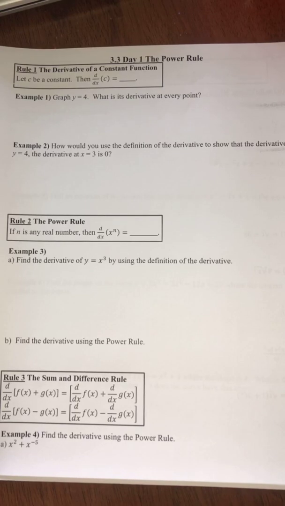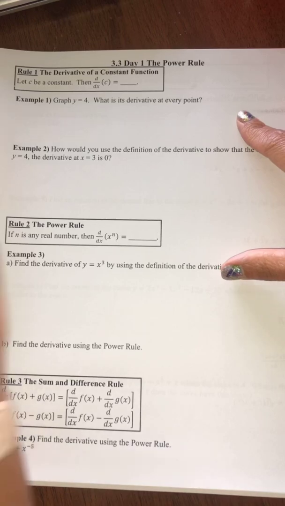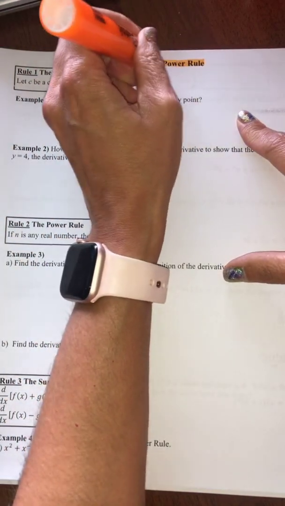Hey guys, so we are on our first lesson, or actually this isn't the first lesson, this is like the third lesson? Sorry. But it's the first lesson where you get to learn a shortcut, and I bet you will be super happy about that. So we're on day 3.3, day 1, the power rule. Okay. Because I got the power.